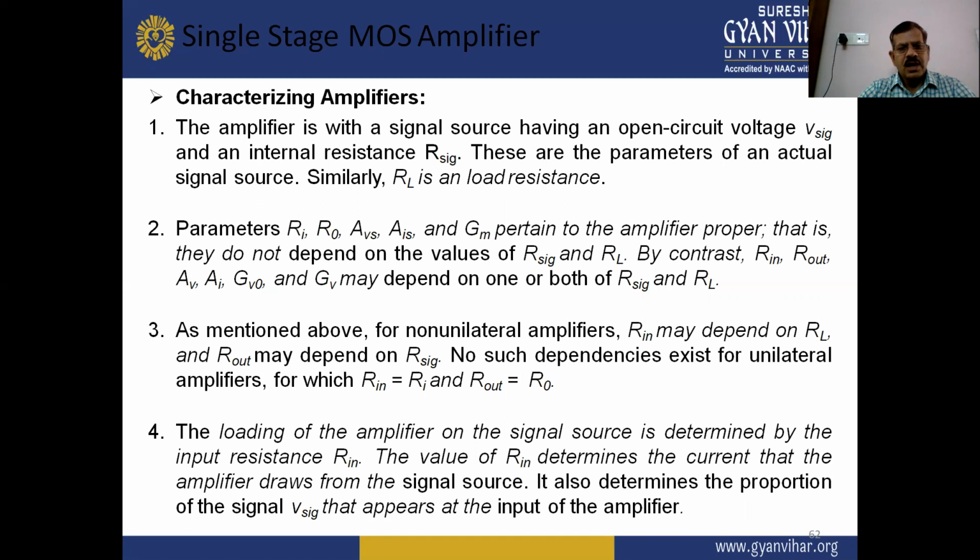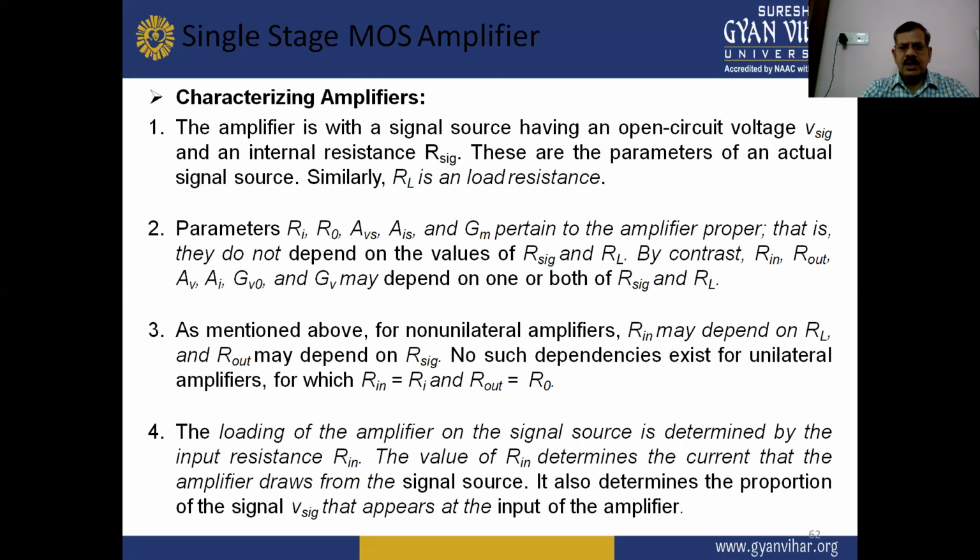Parameters Ri, Ro, Avo, Ais, and Gm pertain to the amplifier proper, that is, they do not depend on the values of R sig and RL. By contrast, R input, R output, Av, Ai, Gvo, and Gv may depend on one or both of R sig and RL. As mentioned above, in a non-unilateral amplifier R input may depend on RL and R output may depend on R sig. No such dependency exists for a unilateral amplifier, for which R input equals Ri and R out equals R naught.